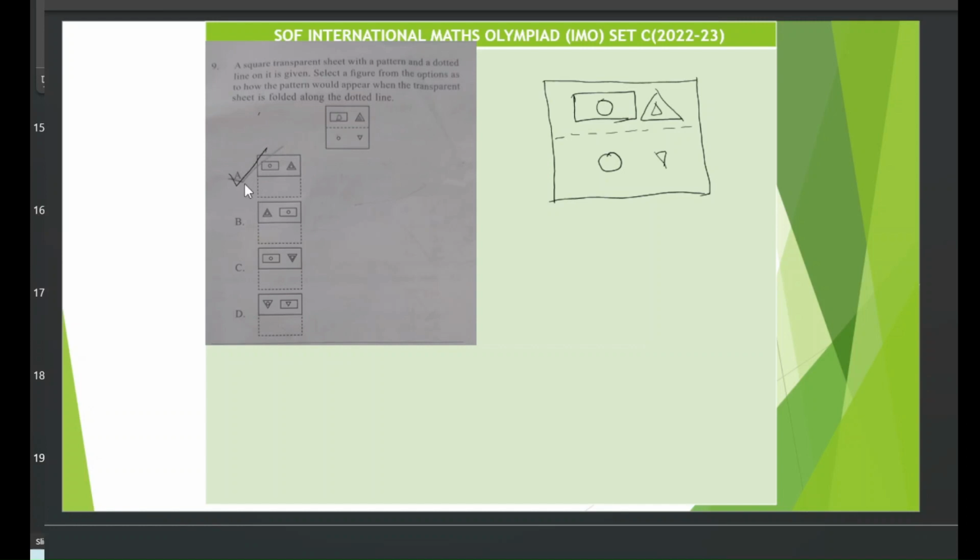So A is the answer for question number 9. Okay, so let's move to the next question. Let's do question number 10.